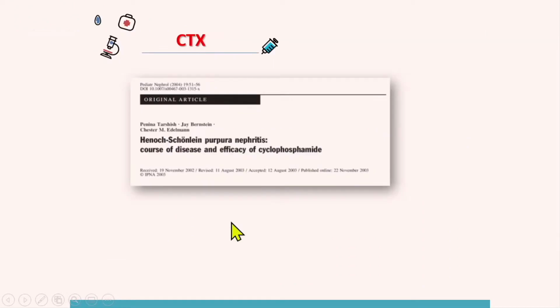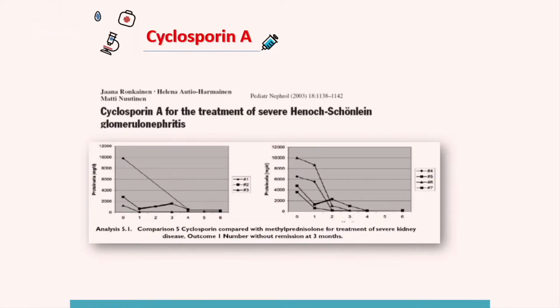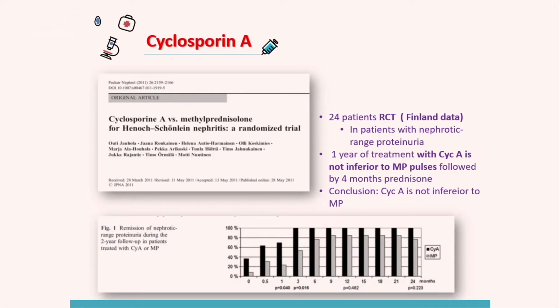So be very careful. Now, going back to the very historical first, the first RCT, at that time we still called it HSPN, was about the use of cyclophosphamide and supportive therapy. It seems that there was no difference, but you can see the number of patients was only 56. That was back in 2004. However, cyclosporine A, the initial report was in 2003, and it showed good response in 7 patients compared to methylprednisolone.